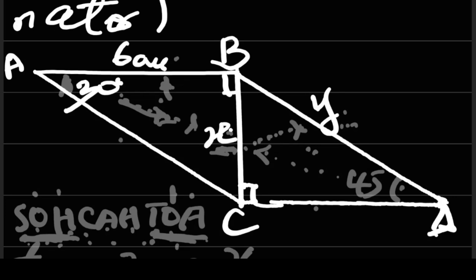We are going to make use of our SOHCAHTOA. Both X and Y, we are to use our SOHCAHTOA. It's an abbreviation, meaning sine equals opposite over hypotenuse, cosine equals adjacent over hypotenuse, tangent equals opposite over adjacent.